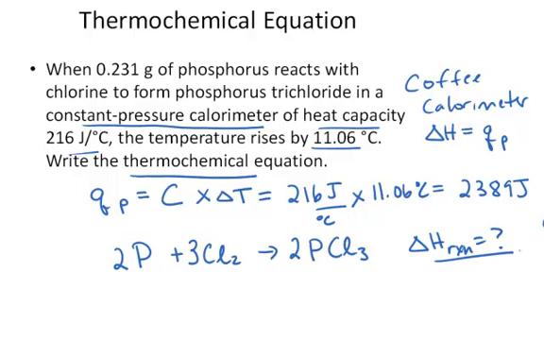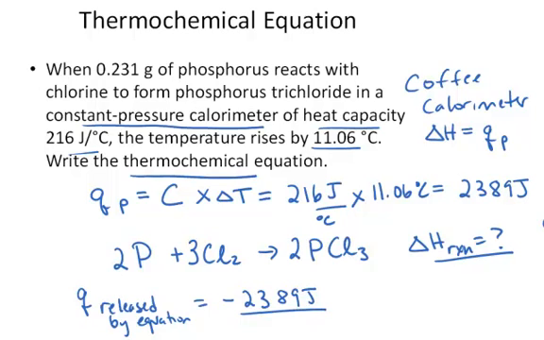Now the heat that was absorbed by the calorimeter is going to equal the heat that was released or given off by the reaction, and that's going to be an opposite sign. So negative 2,389 joules of heat energy was given off by the reaction when we reacted 0.231 grams of phosphorus. So we need to normalize this heat, dividing by the amount of phosphorus that was reacted.